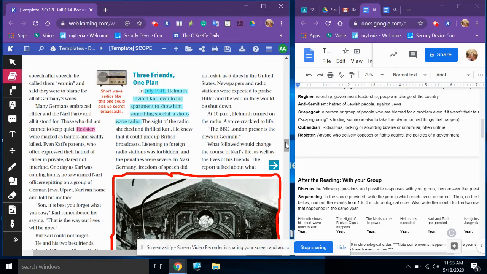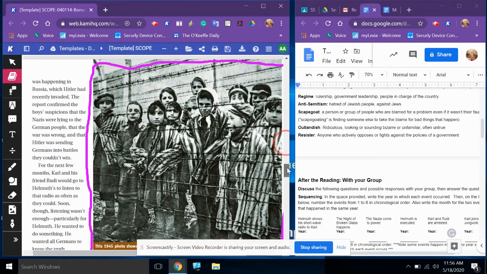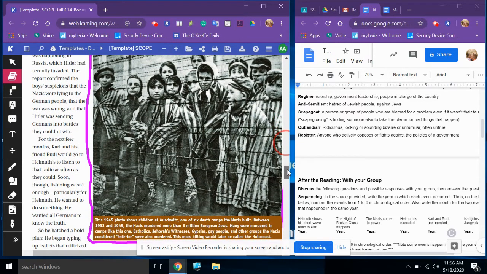What followed would change the course of Karl's life, as well as the lives of his friends. The report talked about what was happening in Russia, which Hitler had recently invaded. The report confirmed the boys' suspicions that the Nazis were lying to the German people, that the war was wrong, and that Hitler was sending Germans into battles they couldn't win.